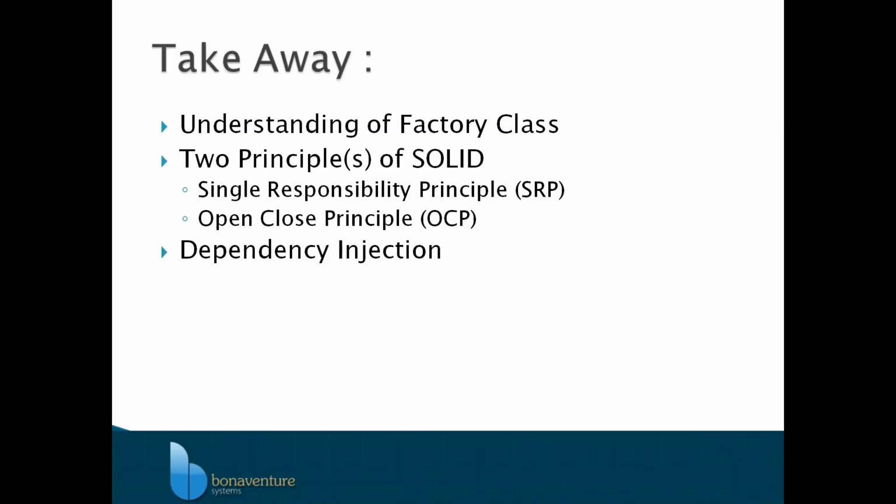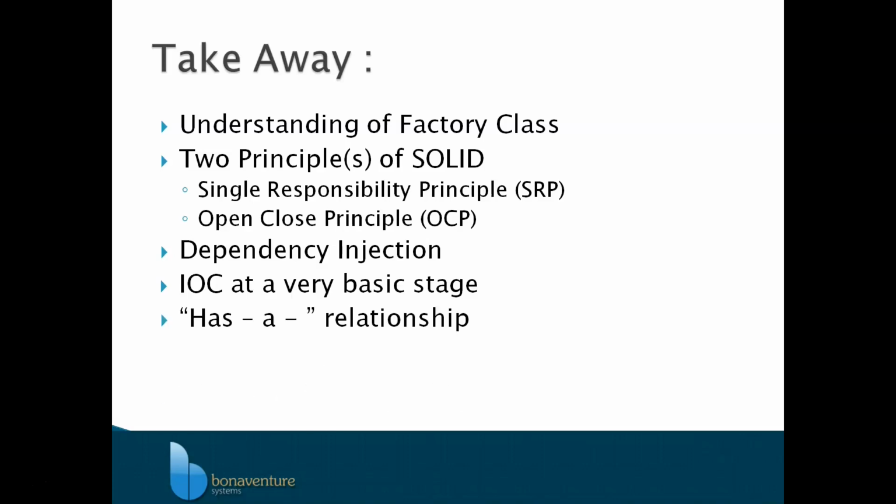The next thing we try to understand is dependency injection. We do the dependency injection using two different ways. One is using a constructor and one is using a getter, setter, or a property. And then we try to understand IOC at a very basic stage. In detail, we will discuss it more in the upcoming demonstrations. And then we also try to understand a simple is-a relationship.